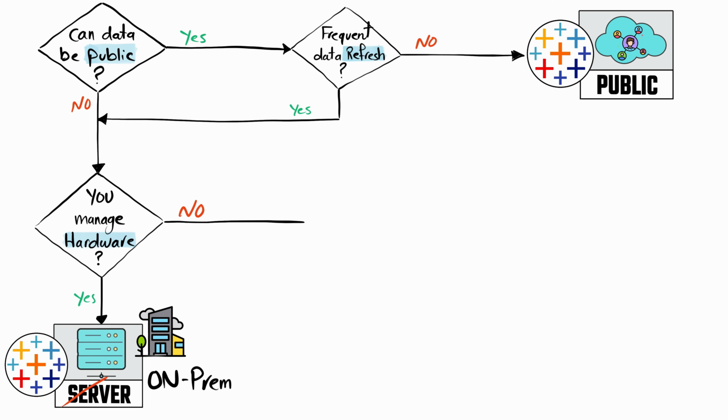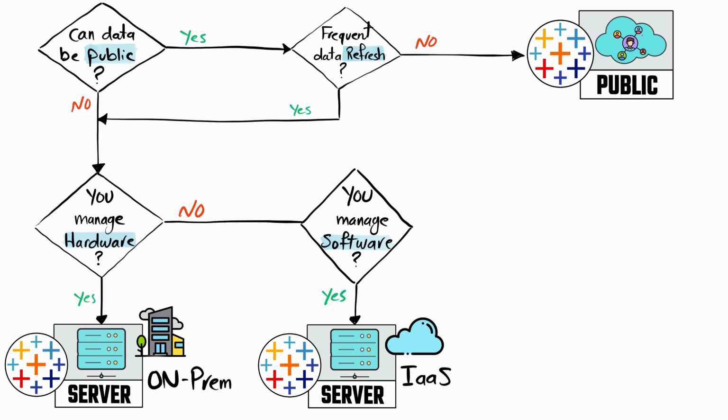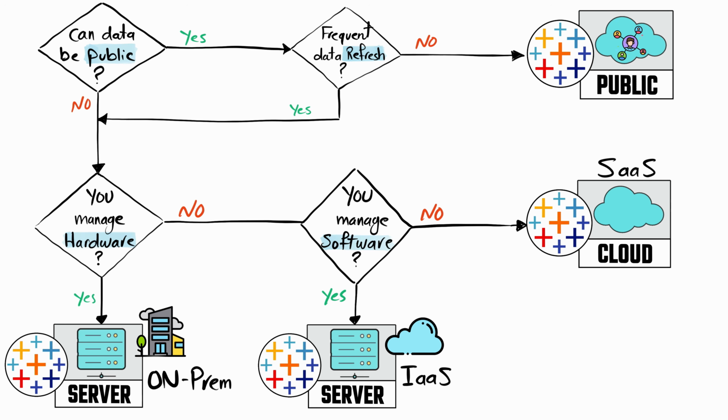But if you don't want to do that and you want to outsource it, then you ask the next question, do you want to manage the software on your own? If the answer is yes, then you can use again Tableau Server, but this time it's going to be hosted in a cloud service provider like Microsoft Azure in IaaS service model. But if the answer is no, you don't want to manage the software by yourself and you want to outsource it, then you can go and use Tableau Cloud as a SaaS service. As you can see, Tableau Reader is not in my decision-making process since I don't recommend it at all.